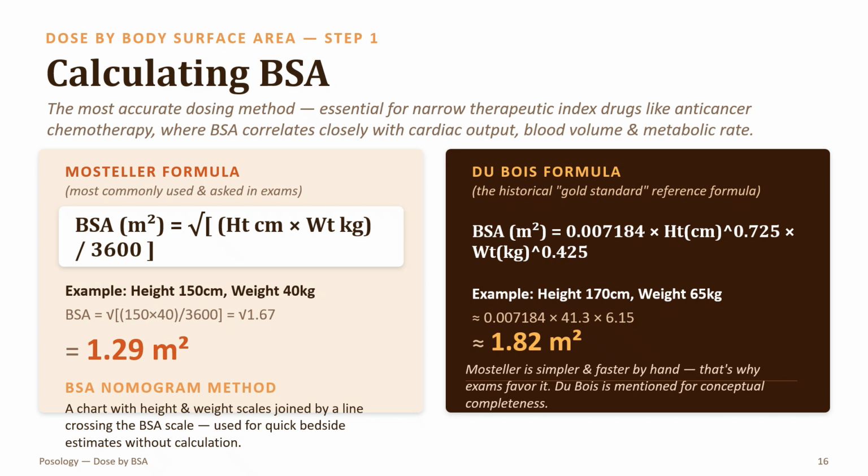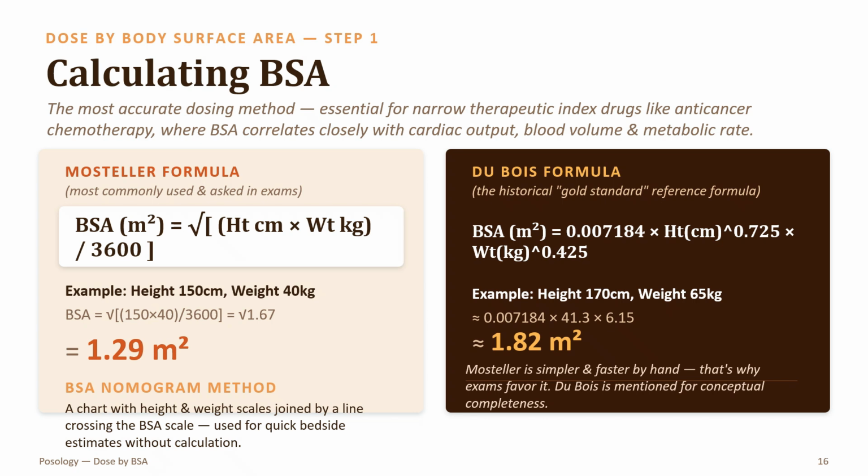This formula is BSA, body surface area in meter square, is equal to the square root of height in centimeter multiplied by weight divided by 3600. Example: if a person's height is 150 centimeter and weight is 40 kg, then the result comes to 1.29 meter square. And sometimes a graph chart is also used, in which the height and weight scales are joined by a line crossing the BSA scale.